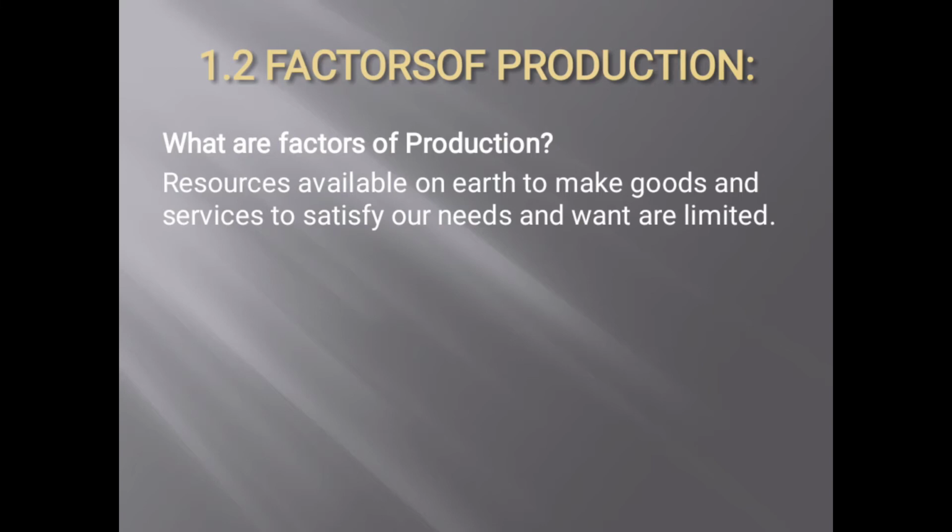All right. So factors of production are resources available on Earth to make goods and services to satisfy our needs and wants, and which are limited. So factors of production are really resources that are utilized to satisfy needs and wants. Okay.